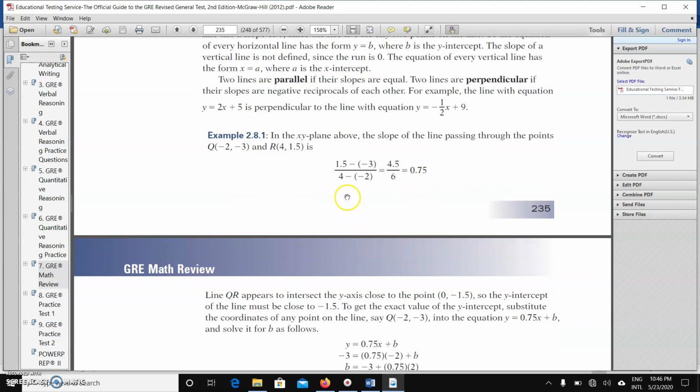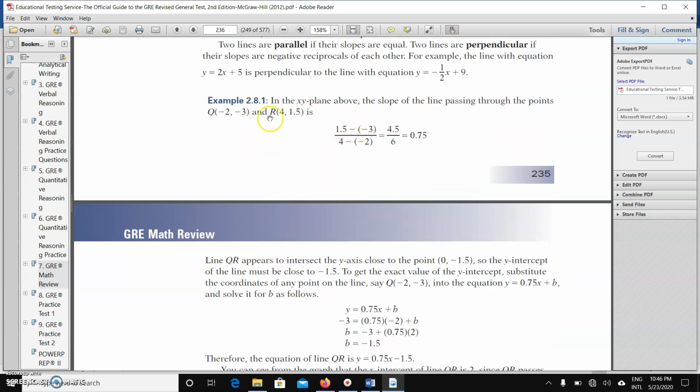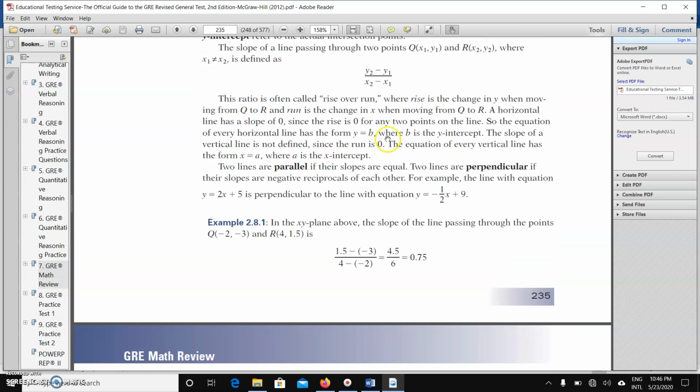So you can actually apply this formula using this. Now, let's say we have this point Q and point R, and if we use this formula here, y2 will be 1.5, y1 will be minus 3, so that's minus 3. X2 will be 4, x1 will be minus 2. When you do this correctly, you have 0.7 for that slope.